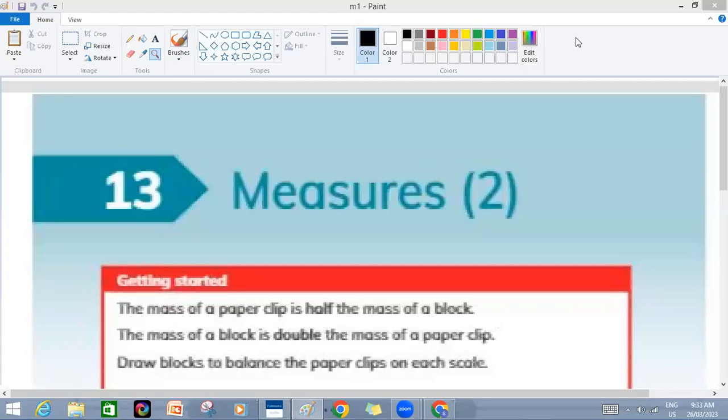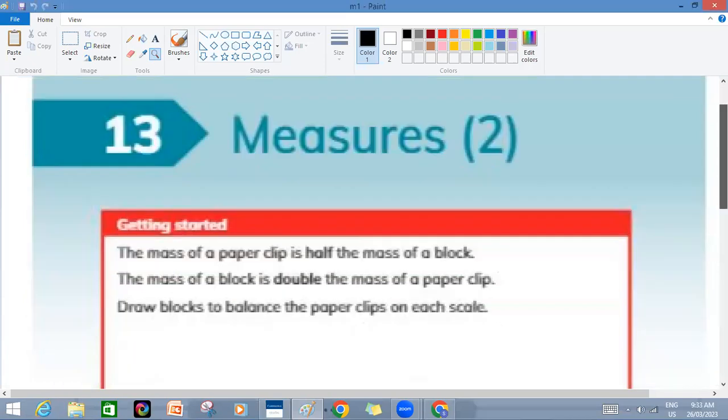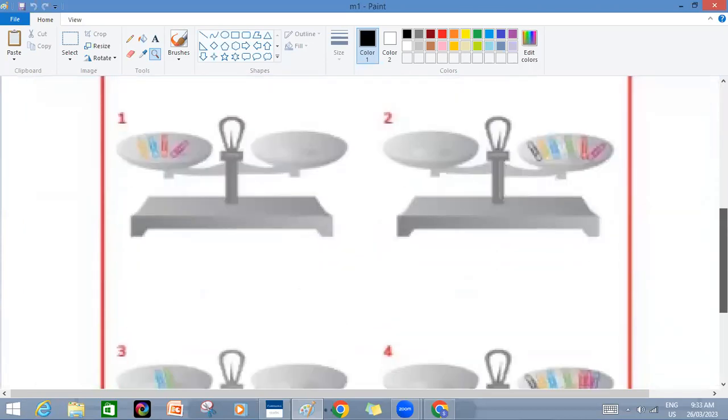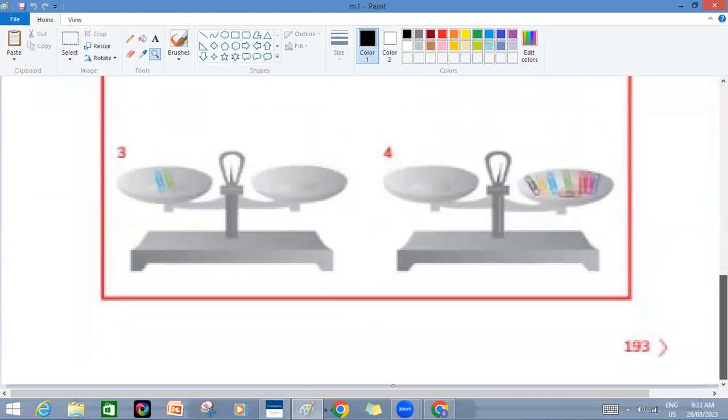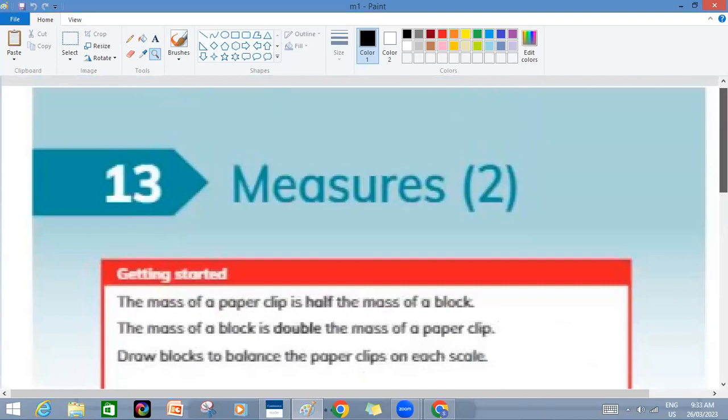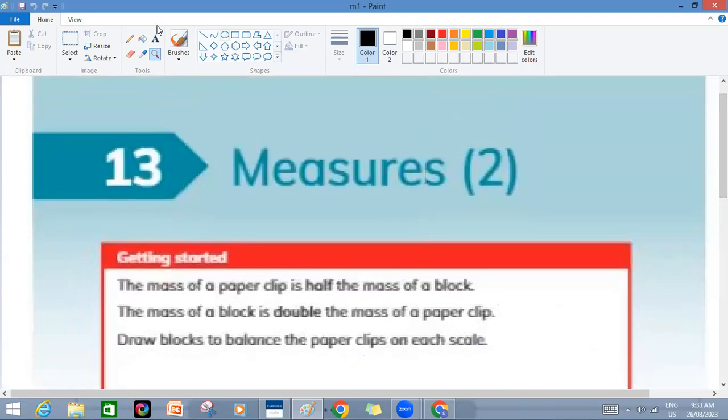Okay, boys, today in math class we are going to start with our unit 13. The name of the unit is Measure 2. So first of all, the page number is 193. So first of all, open your learner's book and be ready.